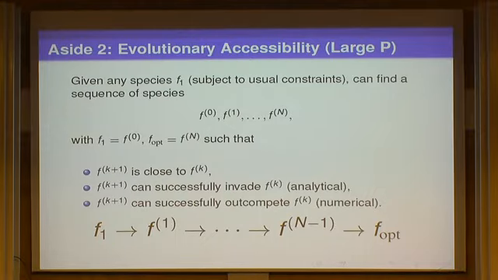It is accessible in the following sense, or seems to be. You start from any given species, you can find a string of other species that are close to each other, that start from the original species and end up at the optimal species, and each successor can invade the predecessor. You can show that. And numerically, it seems to be the case that each successor actually wipes out the predecessor as well. So you might think then that we've lost exclusion here, and that's what this would seem to indicate.